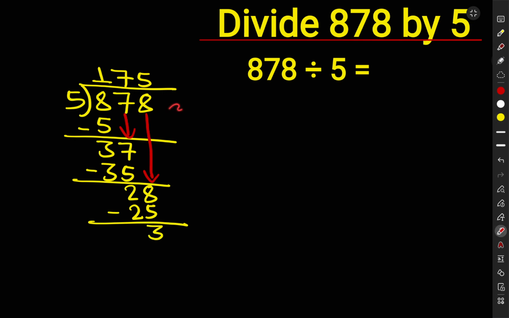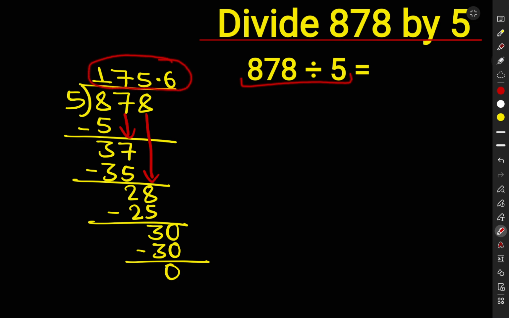So now we have no other number to put down. So we take here a decimal, so that we put 0. So it is 30 and 5 times 6 is 30. On subtracting we get 0. So 878 divided by 5 is 175.6.